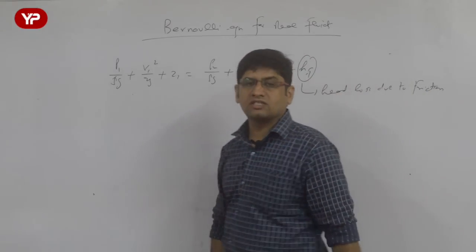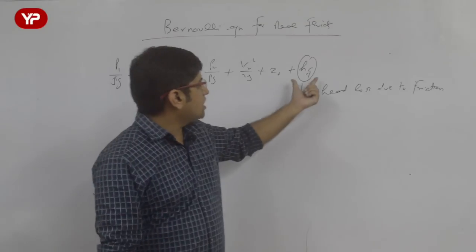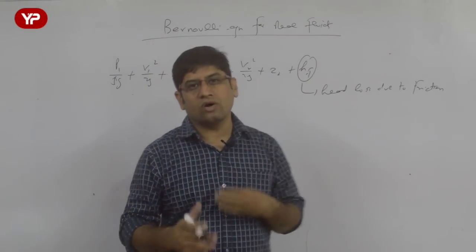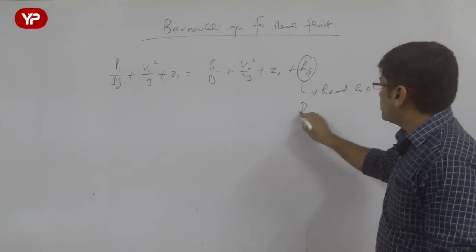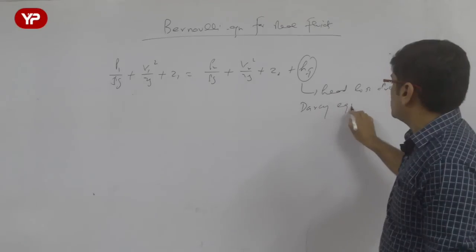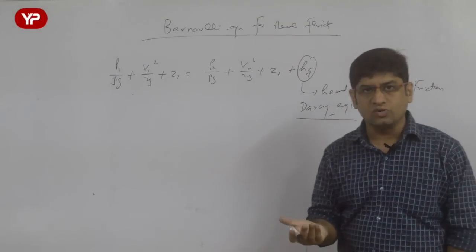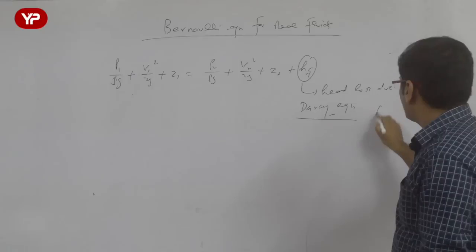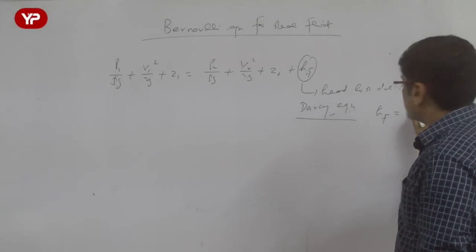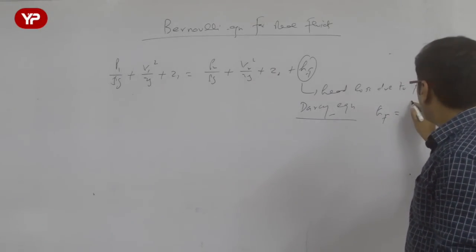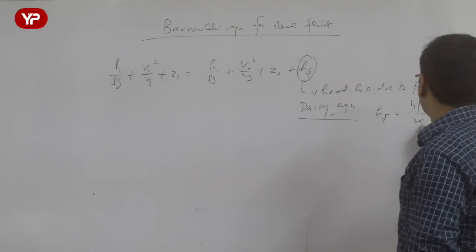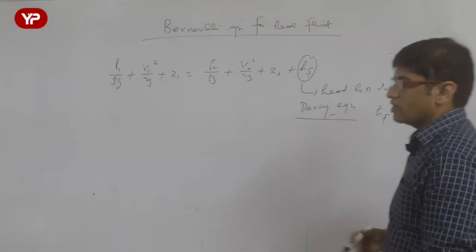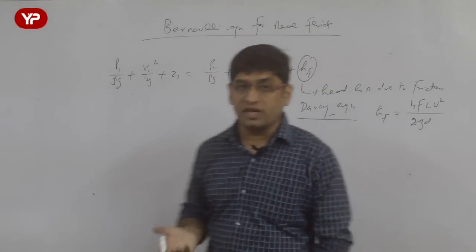Now remember this is the equation for Bernoulli, and this head loss is basically because of viscosity of the fluid. When I discuss viscous flow, I am going to tell you that there is an equation called Darcy equation or Hagen-Poiseuille equation, which is used to calculate this value of HF. This HF is coming out to be 4FLU square over 2GD, where F is called coefficient of friction.